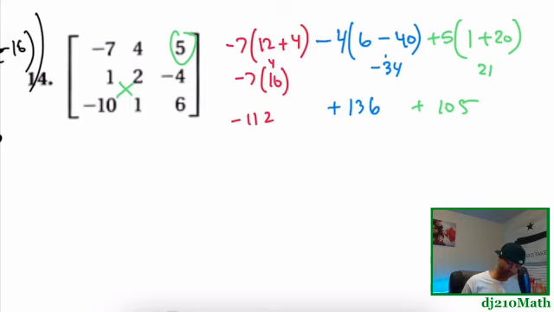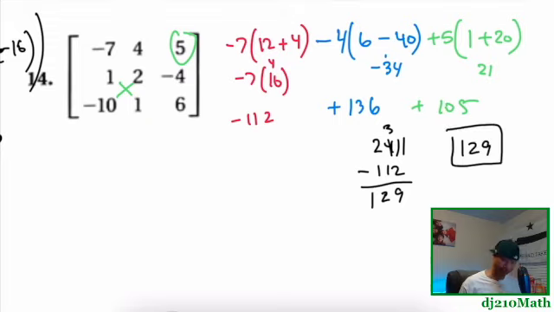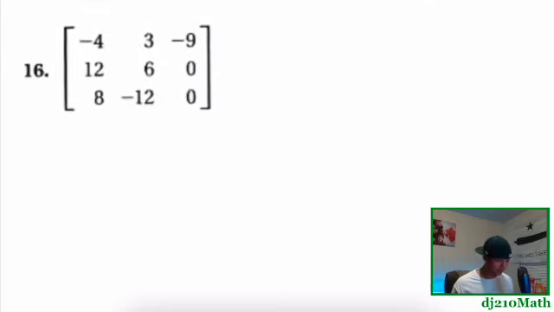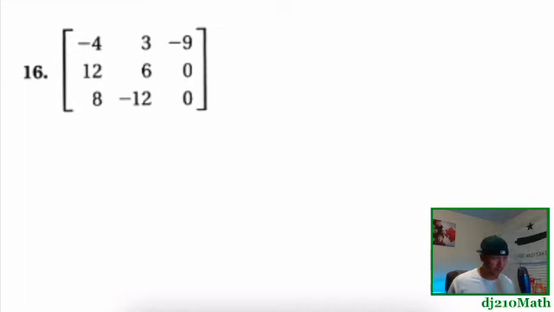Okay. Combining the things here. If you have a calculator, for sure, fast forward. 241 minus 112. So 129 is the determinant. Hopefully everyone's doing all right. All right, number 16.